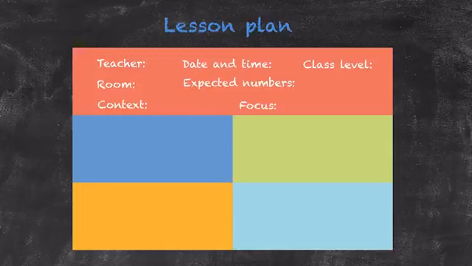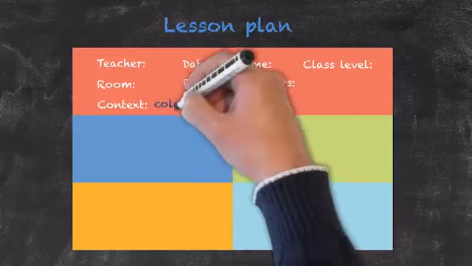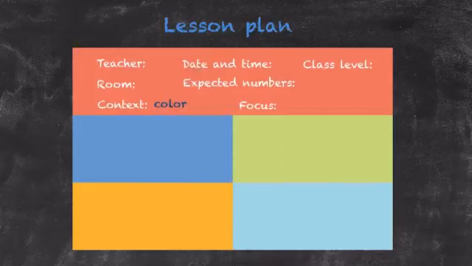Another example to illustrate this, let's imagine that we were teaching a starter class about colour. Then our focus could be the way in which we're going to teach them about colour. So we could be using clothes or we could be using fruit and vegetables. So here the context would be colour and the focus would be fruit, vegetables, clothes or whatever.